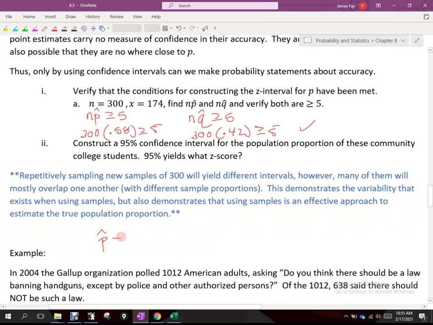So then all we have to do is plug our information into this formula where we take P hat minus our error is less than P hat plus our error. And all we got to do is, we know what P hat is. P hat is 0.58, right? We got to find our error. So our error is found by taking Z sub alpha over 2 times the square root of P hat, Q hat over N, and we'll pick up with that tomorrow.